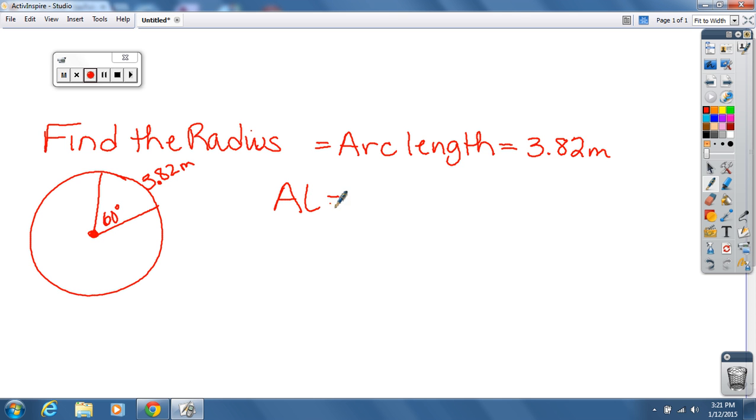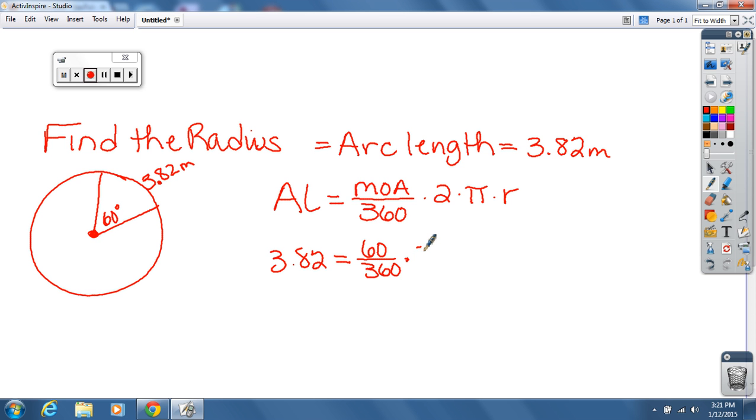Okay, so now I can set up my problem. Remember, the formula is arc length over the measure of the arc over 360 times 2 times pi times r. So all I have to do is fill in for the pieces that I already know. Well, I do know that my arc length is 3.82. I know the measure of my angle, it's 60 over 360. I know 2 times pi, but I don't know my radius. That's what I'm trying to find. Alright? So if I can get everything away from that radius and move it on over here to the left-hand side, I'd be doing good.